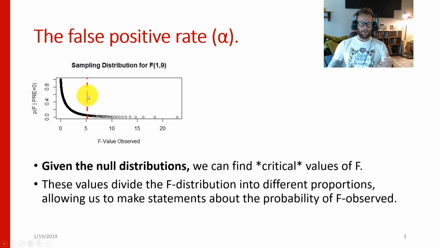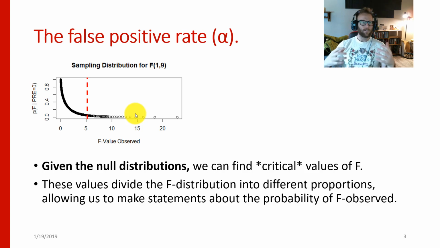And in this case, if our alpha is set at 5%, the actual critical F value that corresponds to that is 5.12. So that means that 5% of this distribution is to the right of this cutoff, and 95% of this distribution, if you look at the area under the curve, is to the left of this cutoff. So if we had an alpha of 5%, any F observed greater than 5.12 we would say is unlikely to have occurred under the null distribution, due to sampling variability alone. We would think that that is statistically interesting.